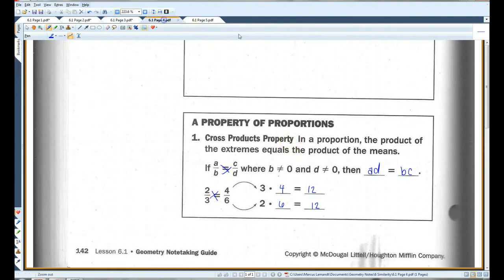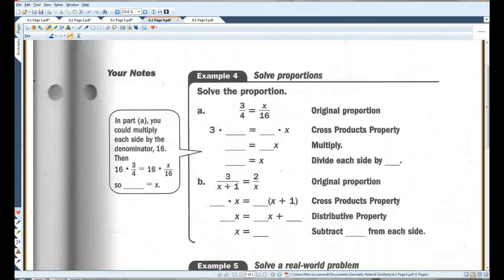Let's go on to page 4. Okay, solve the proportion. We have 3 over 4 equals x over 16. I'm going to cross multiply. 3 times 16 equals 4 times x. 3 times 16, I'll do that over here. 3 times 6 is 18, so you get 48. 48 equals 4x. I'll divide each side by 4. X equals 12.